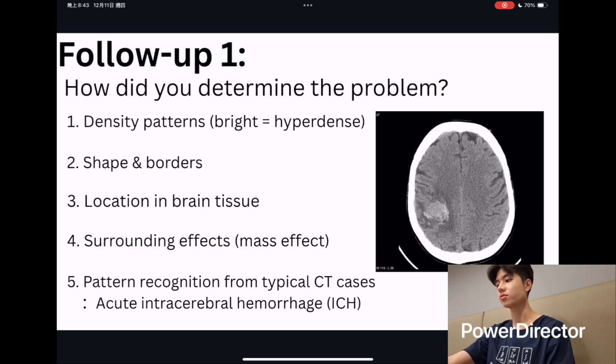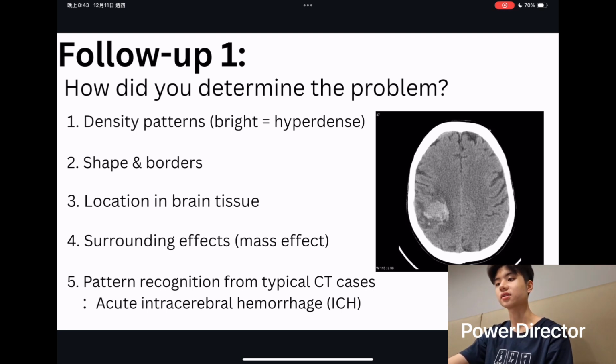The lesion in the image presents as a round or irregular shape. This appearance is commonly seen in acute hemorrhage, as well as blood clots beginning to change and mix their components. Number three, location in brain tissue. The lesion is located within the brain parenchyma. This allows us to exclude conditions such as SDH, EDH, and IVH. Number four, surrounding effects. We observe evidence of edema and mass effects on the surrounding structures. This is commonly seen in intracerebral hemorrhage, ICH, and hemorrhage within a tumor.